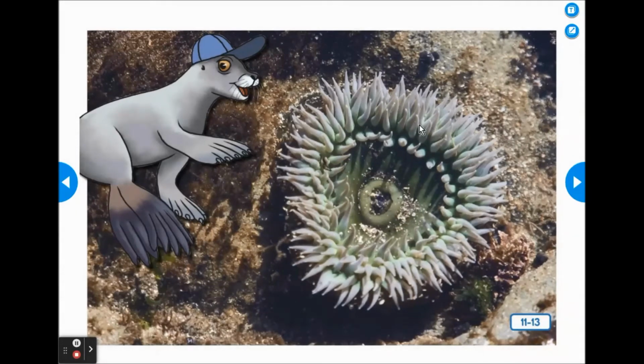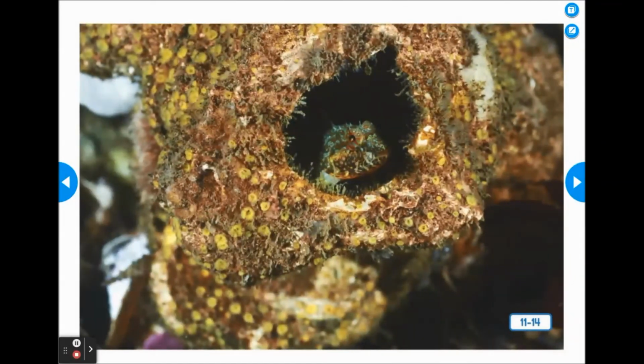Remember, this animal lives in a tidal pool. This is a sea anemone. The sea anemone has tentacles and he uses it to survive and live in the ocean. What does he use these for? He can sting and he can catch his food when it swims by with his tentacles.